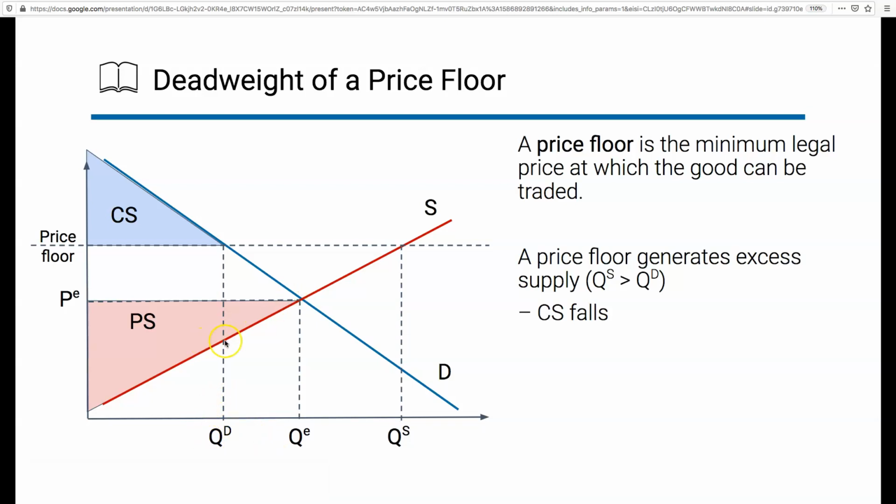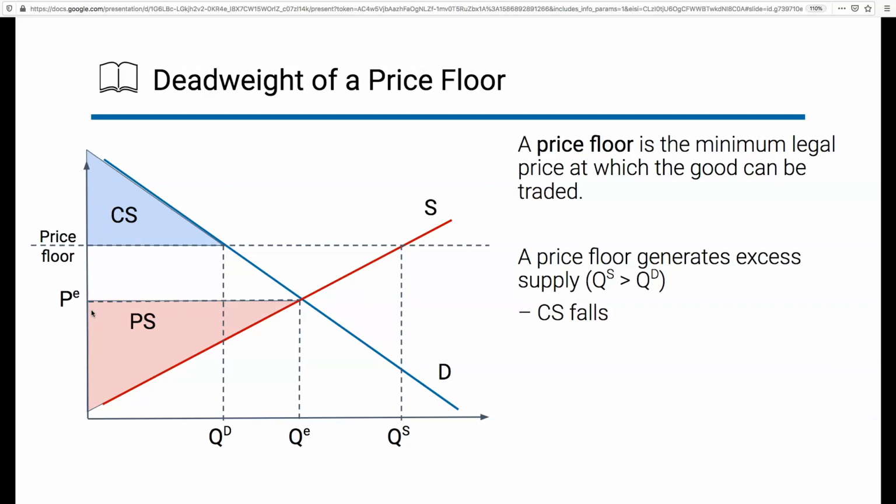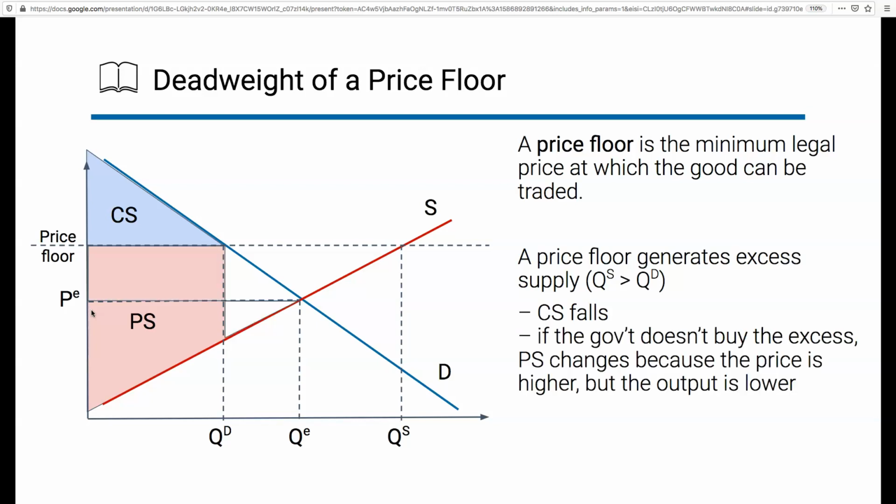So for them, this small red triangle, that producer surplus will be lost, but on the other hand, they can be compensated by higher producer surplus from higher prices. So for them, in a situation when the government does not buy the excess supply, producer surplus changes from, and let me show you that again, from this red triangle, we cut out the small triangle, but we replace it with a rectangle on top.